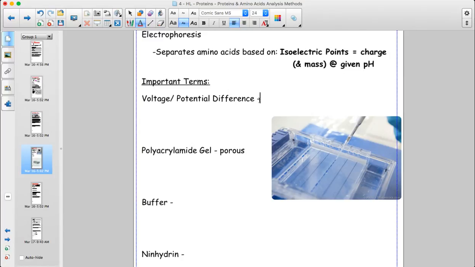The way that you run the gel is by applying a potential difference. It really just means that you apply a positive charge to one end and a negative charge to the other end. But the technical way to say that is that you apply a voltage or a potential difference. Do not say you're going to run a current through it. For whatever reason, the IB is very opposed to that language. So this just means that you have a positive and negative charge at either end of the gel.